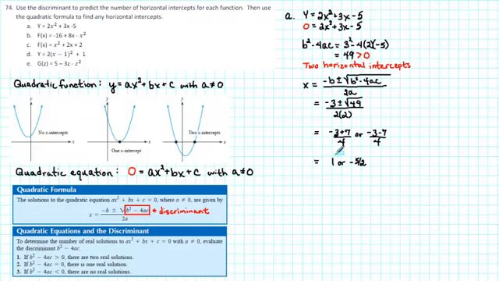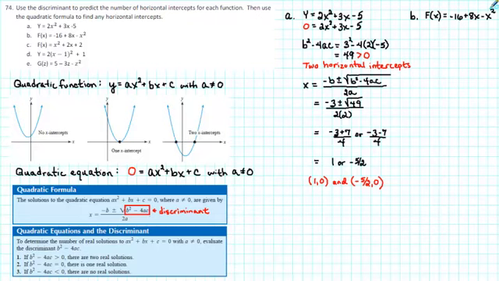Therefore, our two solutions are 1 and negative 5/2. That means that the two x-intercepts are (1, 0) and (negative 5/2, 0). For part B, we're given the function f of x is equal to negative 16 plus 8x minus x squared.